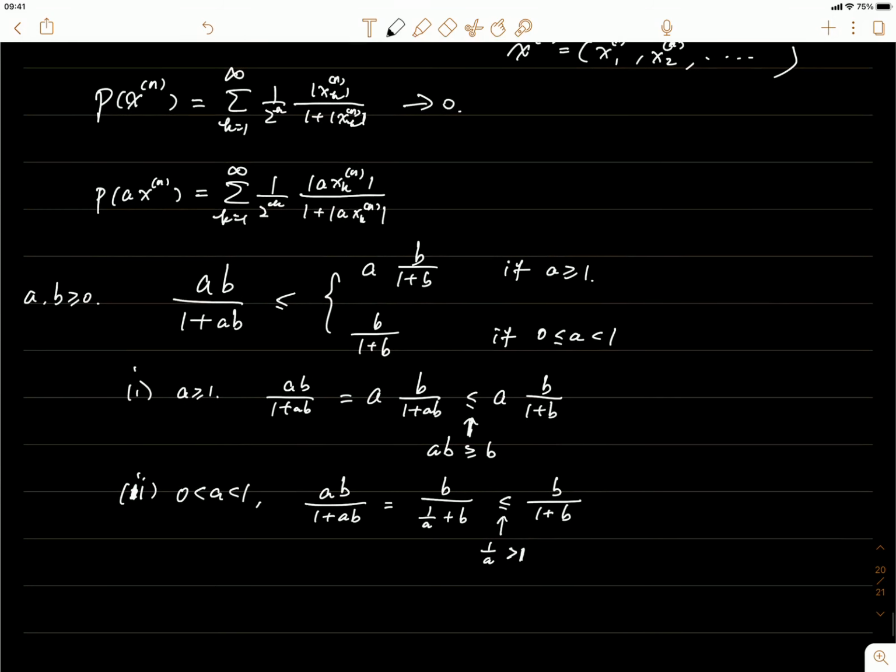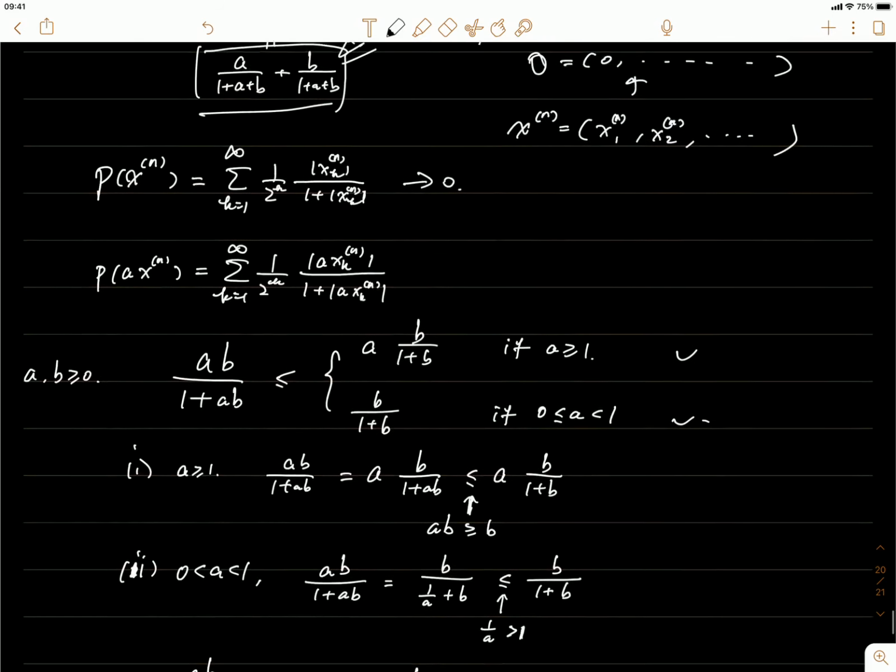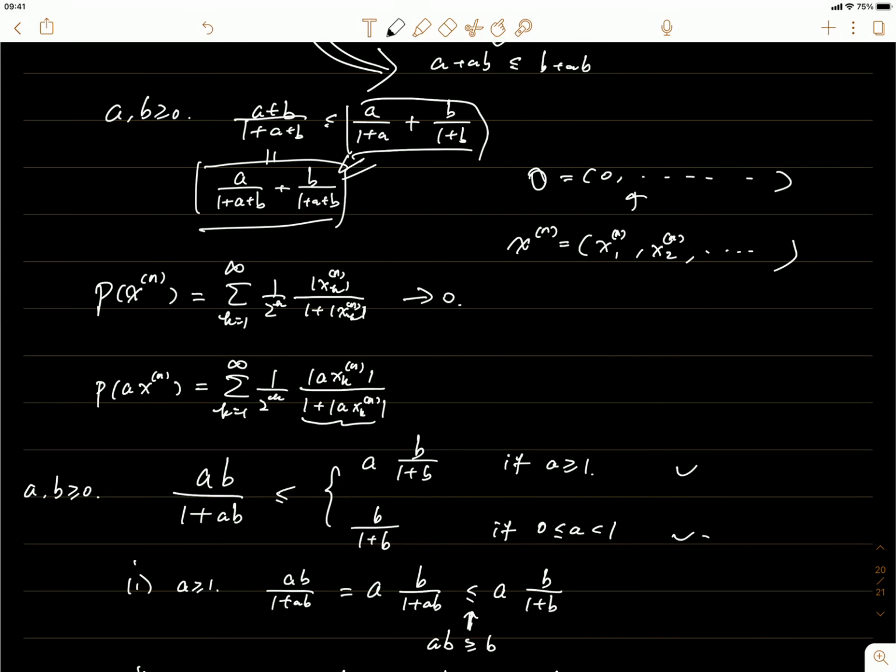Okay, so in either case, we see this either is true or this is true. But if I combine the two, I just need an upper bound for that. Then I know that ab over 1 plus ab will be bounded by the maximum value of a and 1 times b over 1 plus b. Okay, and that's also something we're going to use here. I'm going to show that this right here is going to be less than or equal to the maximum of a, I can pull out this a as absolute value, the maximum of this times the xk over 1 plus xk.